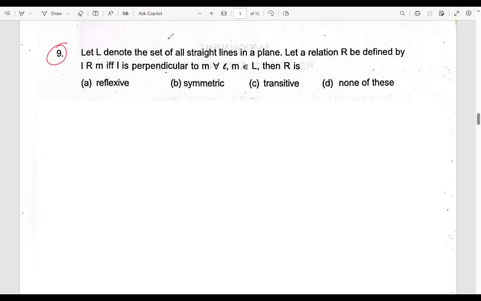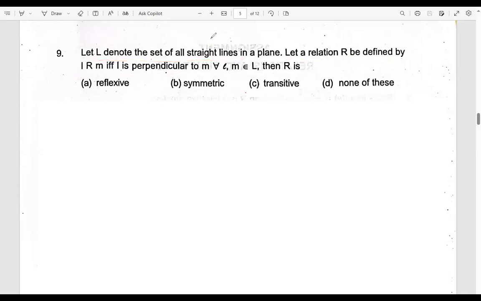In question number 9, it says L denotes the set of all straight lines in a plane. Let a relation R be defined as L perpendicular to M, for L, M that belong to the set of lines. Then R is what?